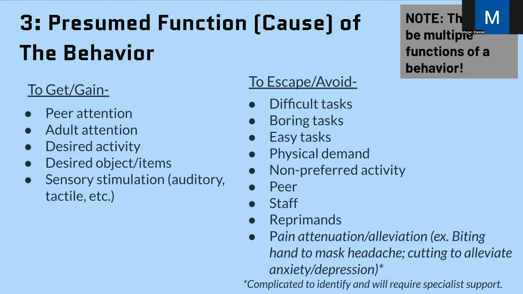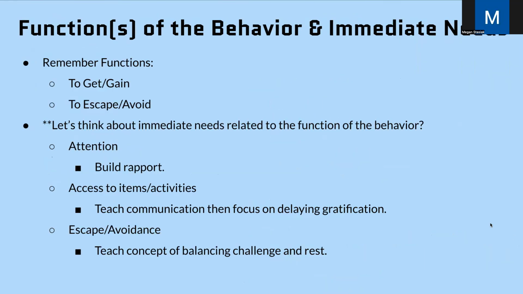And then as a side note, sometimes there's multiple functions to a behavior. It's just really specific to your student. So, keeping in mind some immediate needs when we think about behavior, if the function is attention, we need to build rapport. And we have to get creative in how we build that rapport because we need to make sure that we're using it in a way that talks in the right ear, like lets them know that we're there to support them in a way that they're going to be receptive to. And so you do have to get creative with that one.